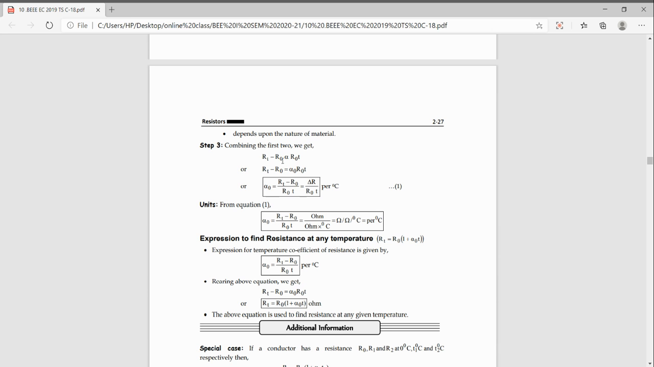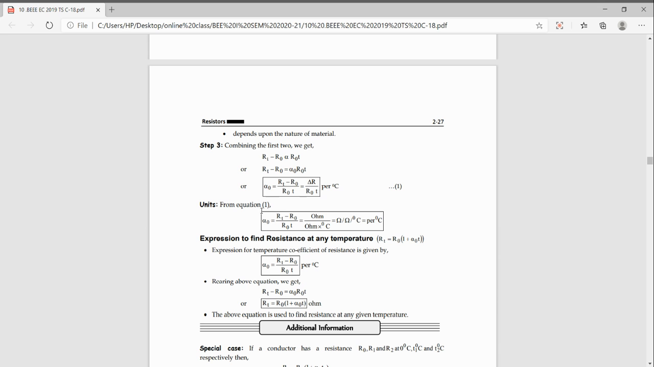By taking this proportionality, I'm adding the temperature coefficient. So RT minus R naught is equal to alpha naught R naught into T. From this equation, we can get alpha naught. Alpha naught is equal to RT minus R naught divided by R naught into T, which is given per degree centigrade.